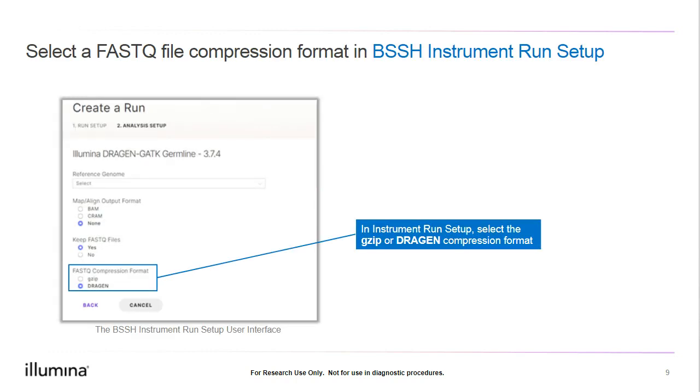You can choose your compression format when setting up a NextSeq 2K run using BSSH Instrument Run Setup. Please note that DRAGEN FASTQ compression can only be performed locally on the instrument and requires DRAGEN 3.7.4 and above. The DRAGEN compression also requires a license to be installed, which is included at the cost of the instrument and no additional purchase is necessary.